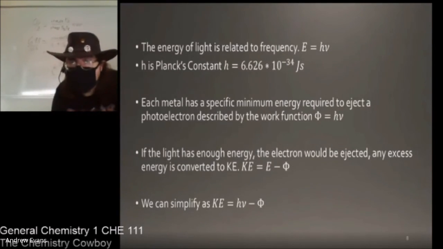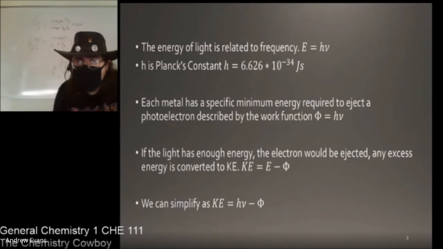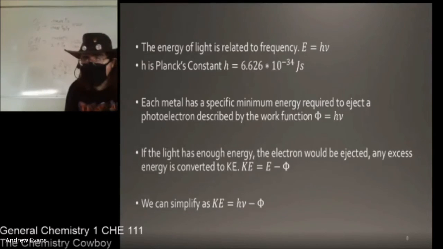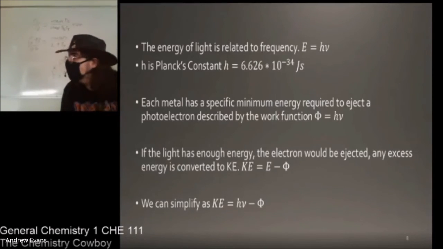So here's the second equation that we'll need to know. Energy of light is related to the frequency. So the energy is equal to h nu. Remember, nu is our frequency. h is known as Planck's constant. It's a really, really small number, 6.626 times 10 to the negative 34th joule seconds. The units are there so that the frequencies per second cancels out with the seconds. So you would get an answer as an energy in joules.